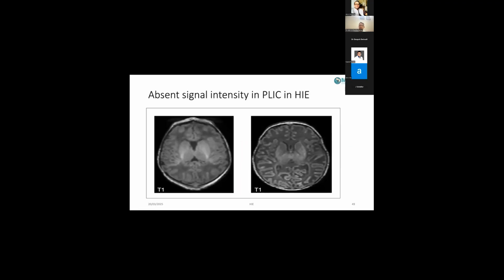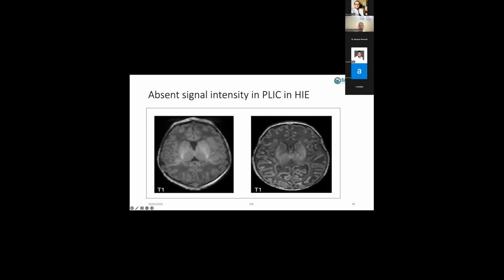Absent signal intensity in PLIC in HIE. So that's the normal, right? That's normal intensity, the bright white line. But when you see the image on your right, you can see there's an absence of the bright white line, the internal capsule, which you can't see on this one, right?